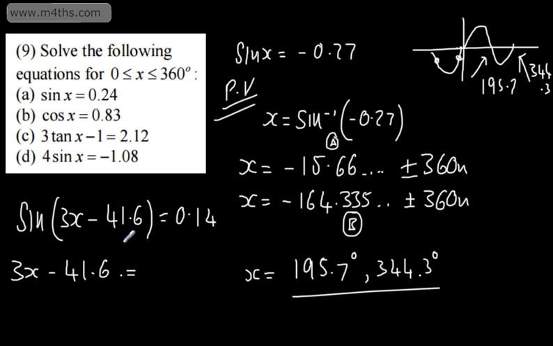I'm just showing the benefits of storing these values in the calculator to ensure that we've now got a high level of accuracy. Right, let's go on. Okay, we're asked to solve the equations now for x between 0 and 2 pi. So we're back in radians.